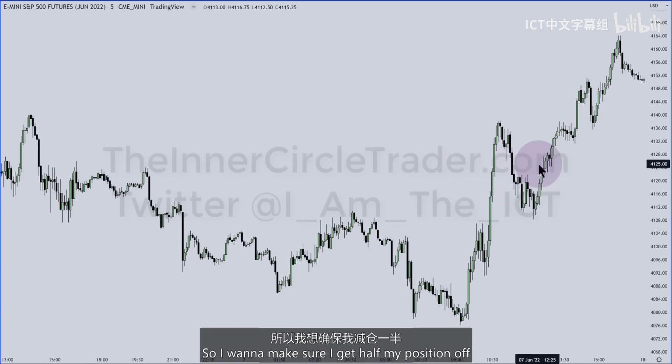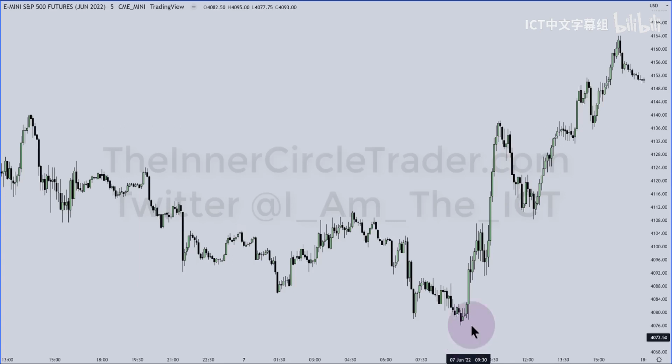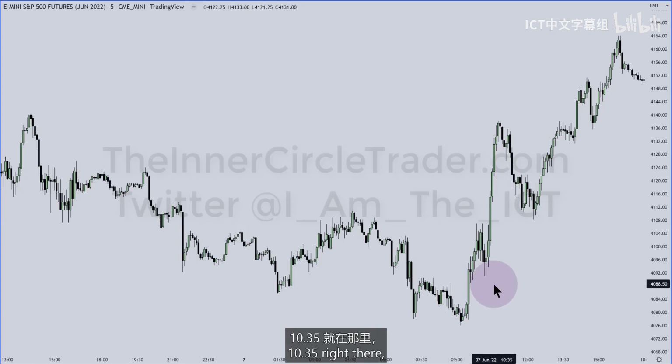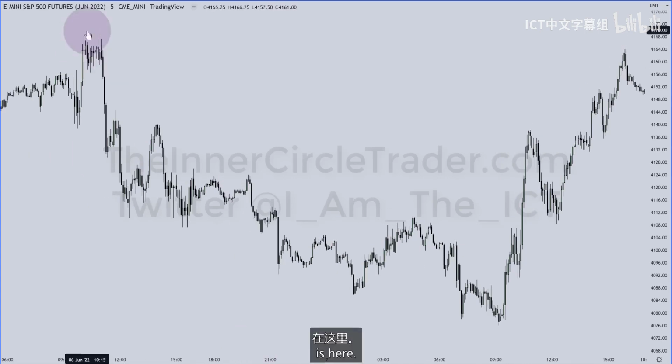So I want to make sure I get half my position off, because I could be wrong. Like I was wrong about 40.70, didn't trade to it. Well, here at 10:35, right there, I tweeted, I said, note your previous day's high. Okay, previous day's high is here.